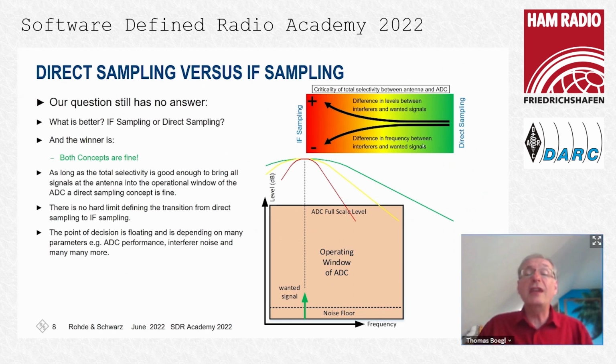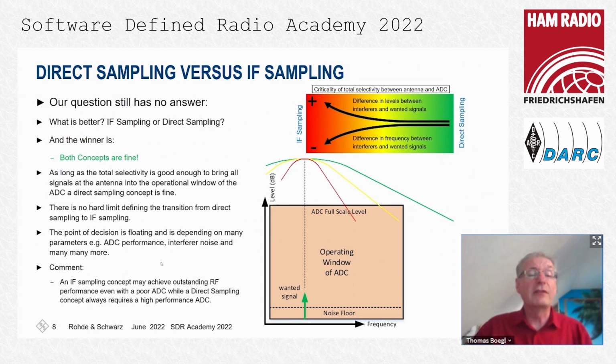Also, when the difference in frequency between interferers and wanted signals is decreased, so that means coming closer and going higher, then we are heading to an IF sampling concept. So there's a floating threshold, and we have to take into account many parameters, and we have to know the use cases, but both concepts are fine. The direct sampling concept is okay up to a certain point, and from that on, we have to go with the IF sampling concept, providing the missing suppression to go with higher and closer interferers.